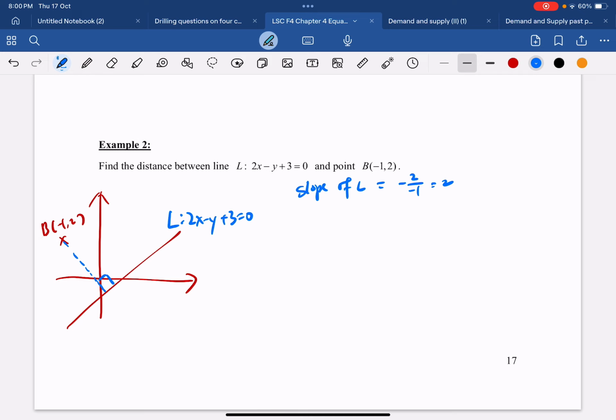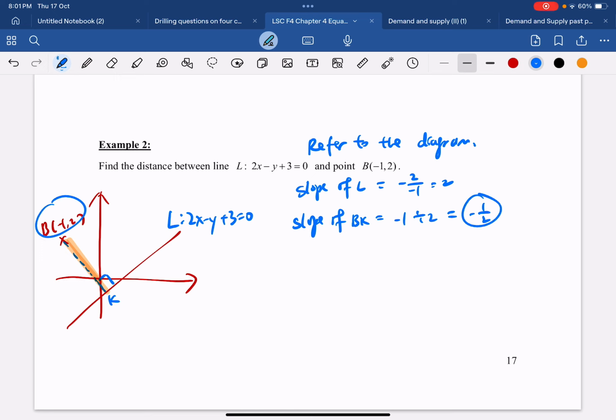And as you know, this line is perpendicular to L, right? Let's say this is called K. Refer to the diagram. So the slope of BK would be -1 divided by 2, which is -1 over 2, since they're perpendicular. So we now have the slope and the point, so we can use point-slope form. So let me see. This should be the equation of BK.